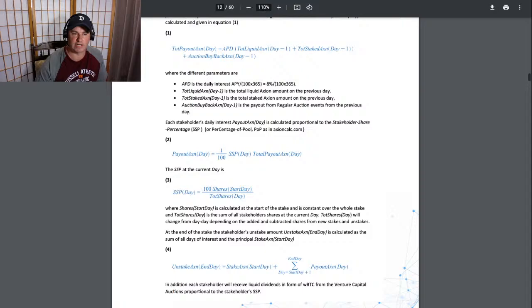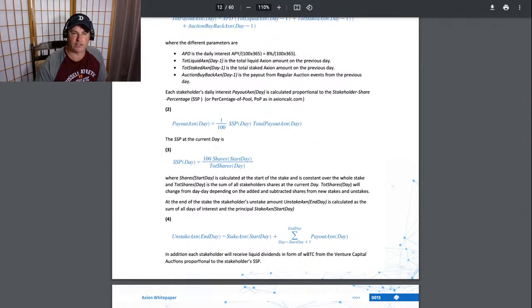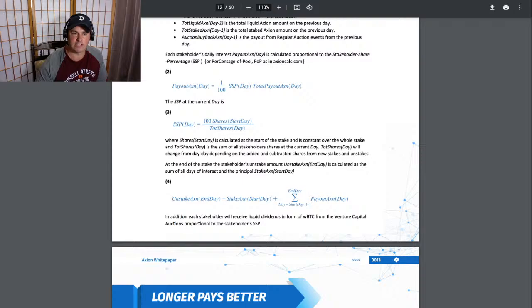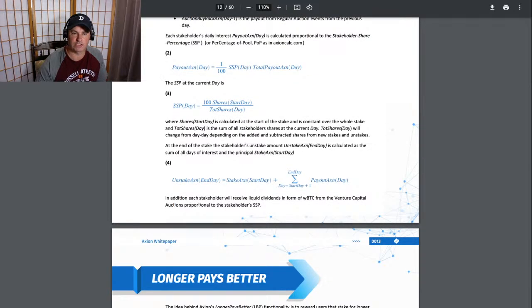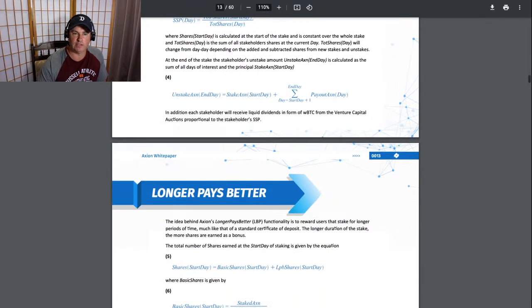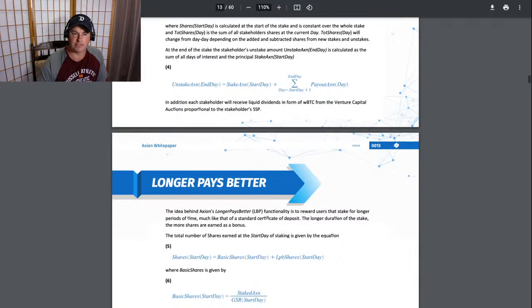So there's the interest calculation, and you've got a couple more formulas there. Each stakeholder's daily interest payout is calculated in proportion to the stakeholder's share percentage, and that's in this formula here. The SSP for the current day is here, where the shares calculated at the start of the stake are constant over the whole staking period. So you've got a lot of the mathematical formulas, so you can go through that, and that will cover all the staking interest and payouts that you'll make.